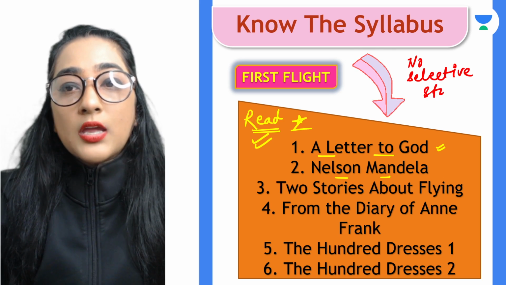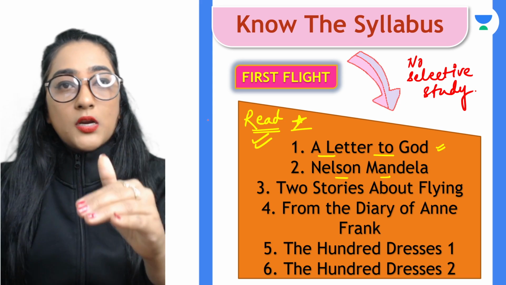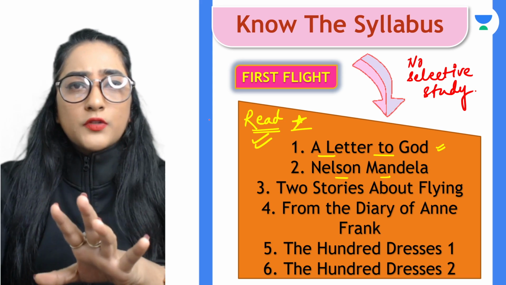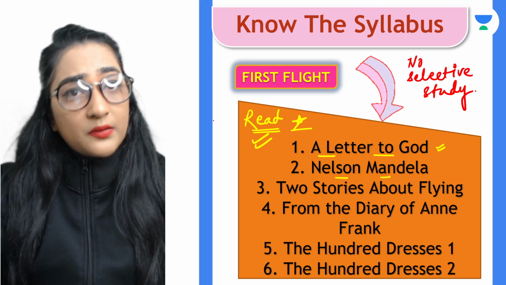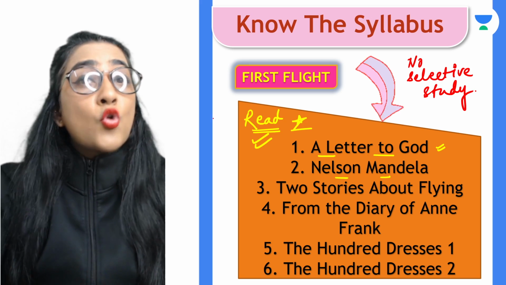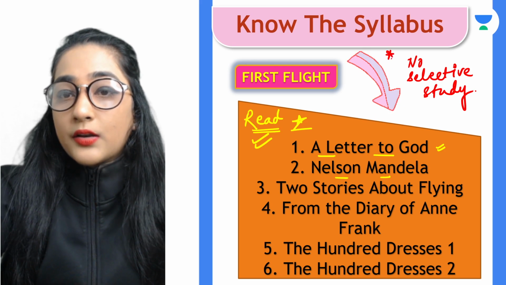If you think that out of these two stories about flying, that is Black Aeroplane and His First Flight, you're just doing His First Flight and not concentrating properly on your Black Aeroplane, then that means you're going to lose your marks. And there's no scope of doing that. So no selective study, keep that in your mind.